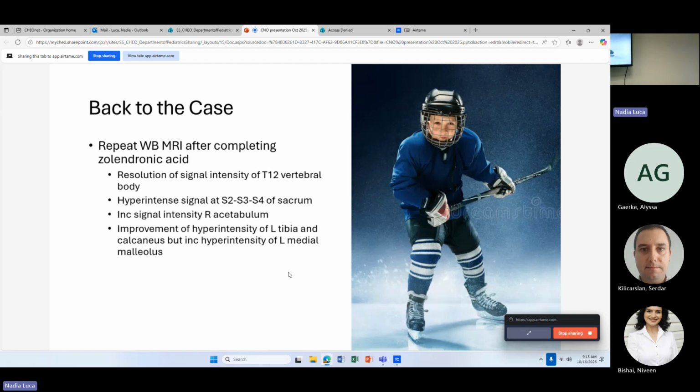And actually his vertebral lesion improved dramatically after the zoledronic acid, which is really good to see. But then he had a lot of hyperintense signal around his sacrum, so that probably correlated with his symptoms. Again, also in the right acetabula, and then he had left tibial calcaneus, left medial malleolus. The intensity at the calcaneus had improved. So some things had improved and some things hadn't.